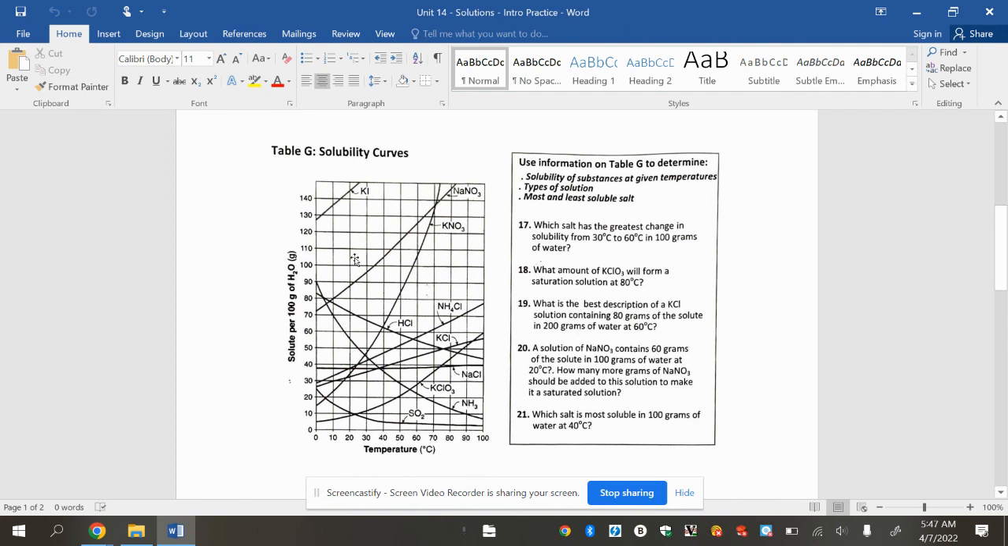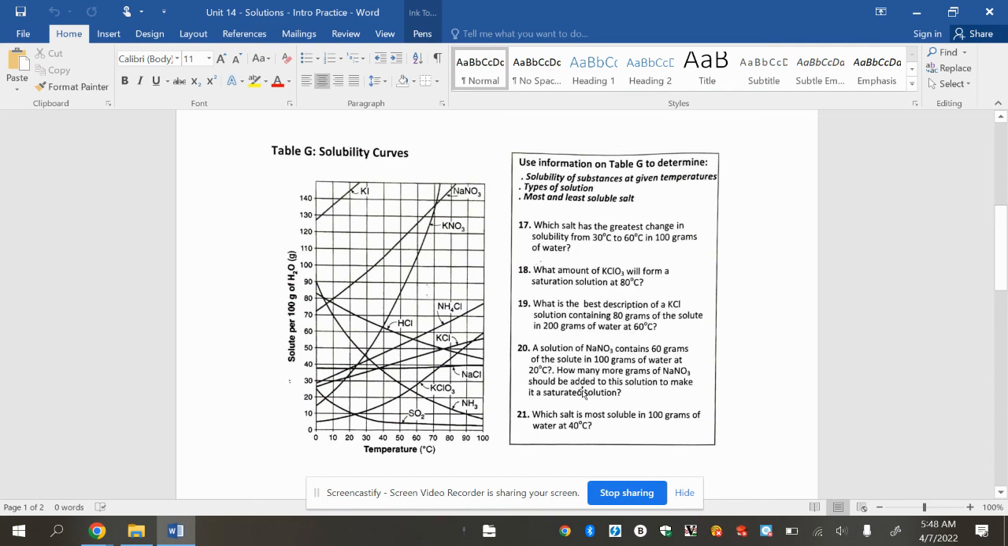So basically, you're going to take this solubility curve, and we'll just jump to one, okay? These solubility curves, these lines, dictate where a perfectly saturated solution is. So when it's asking a question about what amount will form saturated or unsaturated. So I'll jump and do number 18. What amount of KClO3 will form a saturated solution at 80 degrees Celsius? So I'm going to find my KClO3 line, which is right here. I'm going to go to 80 degrees Celsius, right? And then I'm going to go over about 45 grams of solute. So the answer to number 18 would be 45 grams of KClO3 would form a saturated solution.